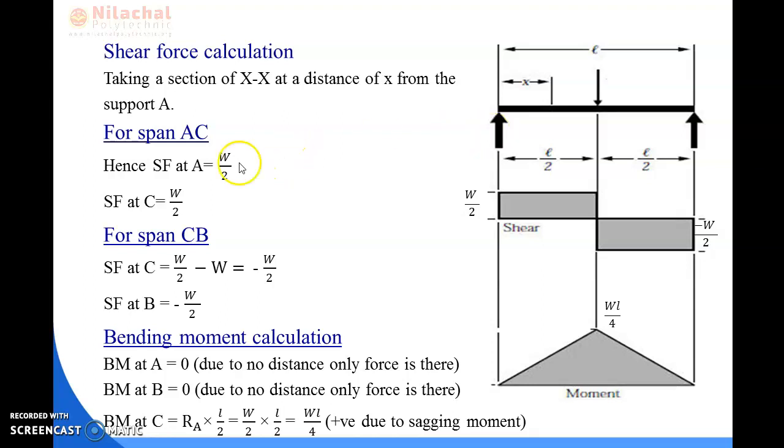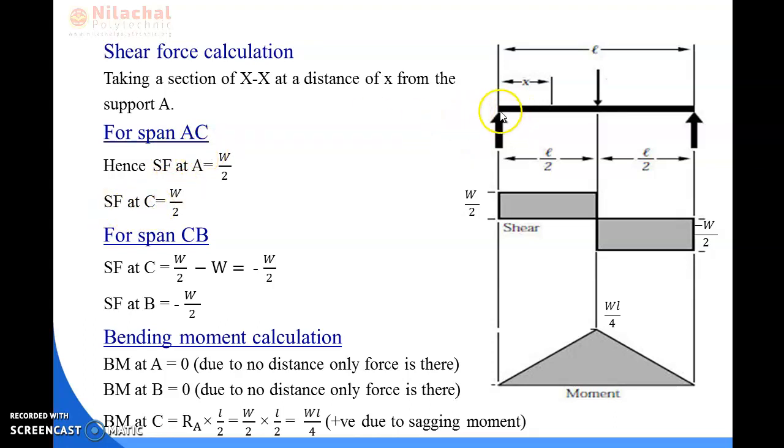So we can put the RA value in the place of shear force at point A. So shear force at point A is equal to RA, which is W by 2. Then next is, at span AC, the value of shear force at C.